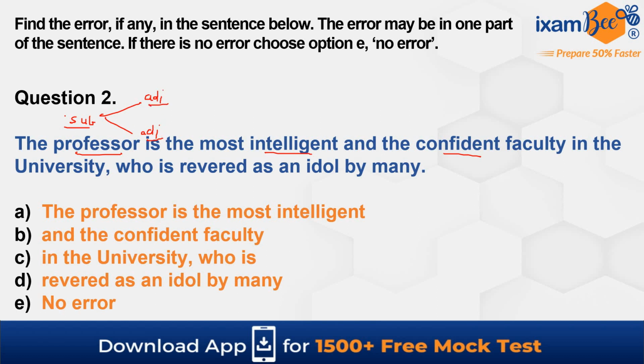So what is the rule? Whenever there is a single subject, and it is qualified by two different adjectives, then those adjectives should be in the same degree, right? So what do I mean by same degree? You know that adjectives are in 3 degrees. You can write them in 3 degrees. One is called positive, the other one is called comparative, and then the third one is called superlative, right?